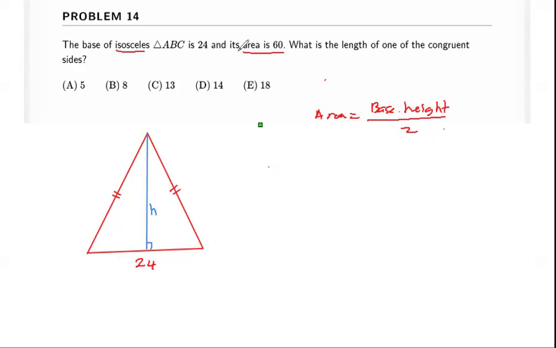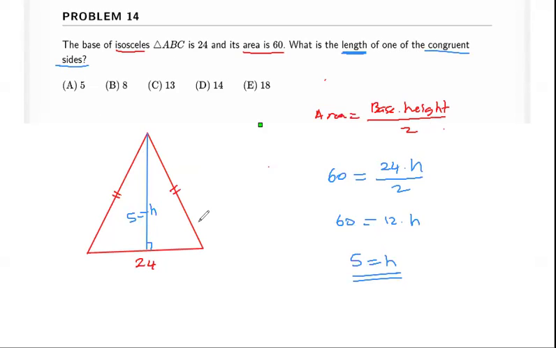So now the area is given as 60, and the base is 24, and the height I don't know, but I can find, divided by 2. So what we now want to do is just solve this equation. I can simplify this as 60 is equal to 24 divided by 2, which is 12, times h. So divide by 12, and you will get 5 for h, but we are not looking for the height. As you see, choice A is 5, and some people may want to go with that, but that's not what we are looking for. We are looking for the length of one of the congruent sides.